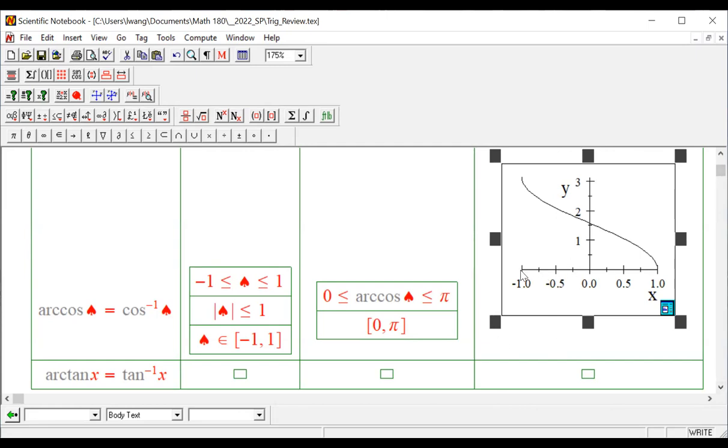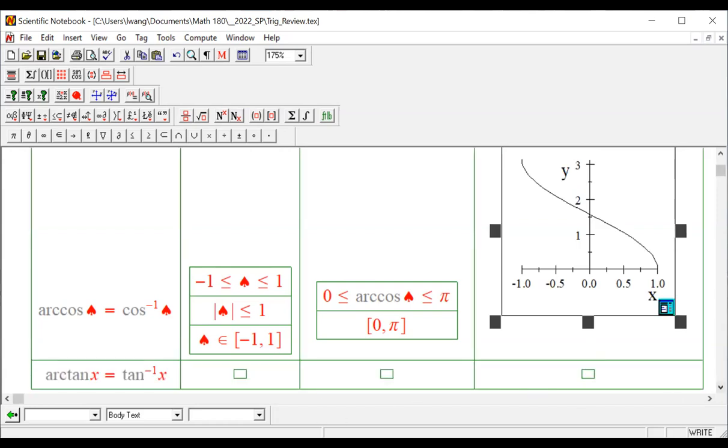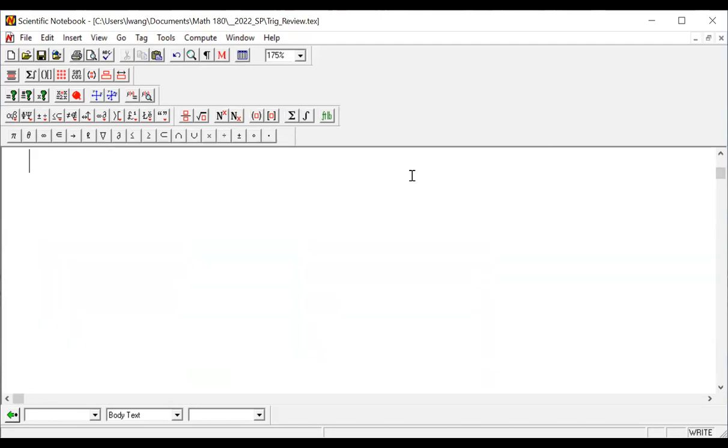It tells the domain, you see, from -1 to +1, and the range is from 0 to pi. You see just a little over pi, 3.14. So we've done all of these pictures. If you have any misunderstanding or anything you're not certain about, go back and watch those lessons in the previous lectures.